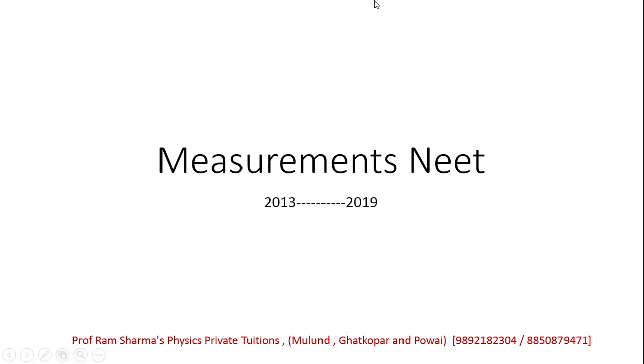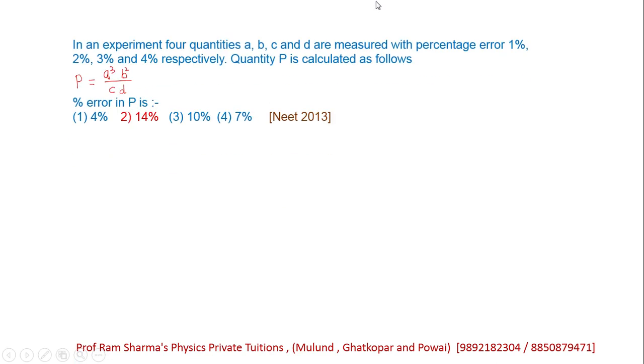The very first question is, in an experiment, four quantities A, B, C and D are measured with error 1%, 2%, 3%, 4% respectively. Quantity P is calculated as follows. P is equal to A cube, that is A is present in P 3 times, B is present 2 times, C is present 1 time and D is present 1 time. Percentage error in P is.